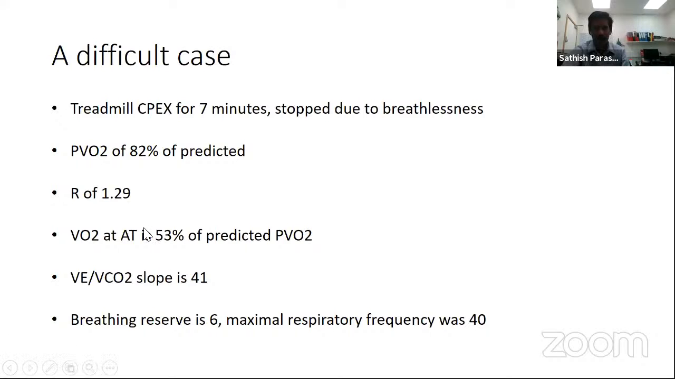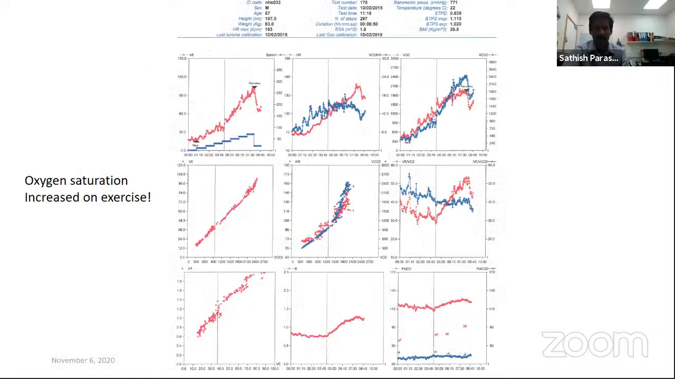The anaerobic threshold was at 53%. Less than 40% means heart failure. It's not the case. The VE/VCO2 slope is 41, meaning that he's breathing very heavily to remove the carbon dioxide produced due to lung problems in his case. His breathing reserve is 6. Less than 10 means lung problem. That's his graphs.